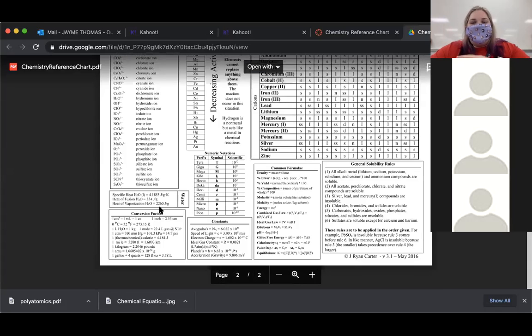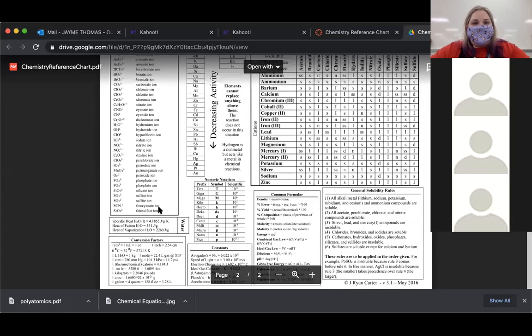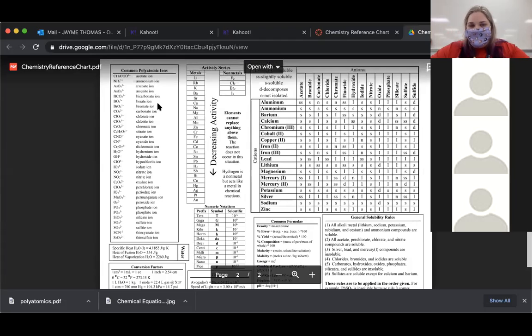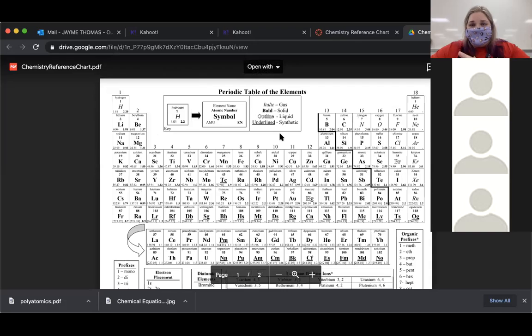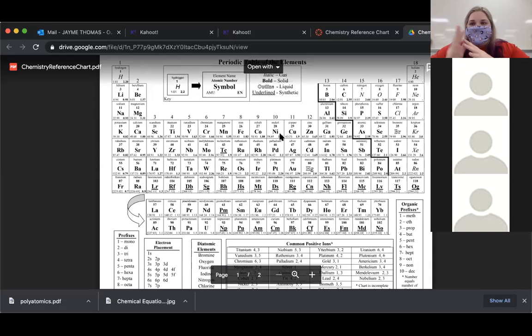So again, I would say have this open during the Kahoot we're about to do, because there are going to be some names that have polyatomic ions, or Roman numerals, metals, or you're going to need prefixes. And it also has a periodic table. So have this open in another tab during the Kahoot we're about to do. And then I would also say have this open in another tab when you're doing your test, okay?